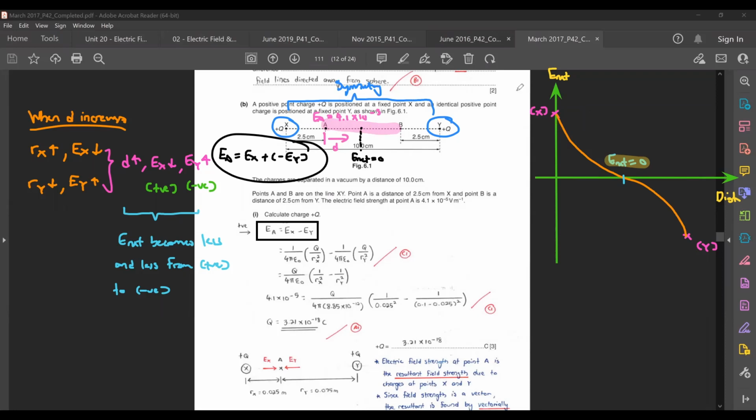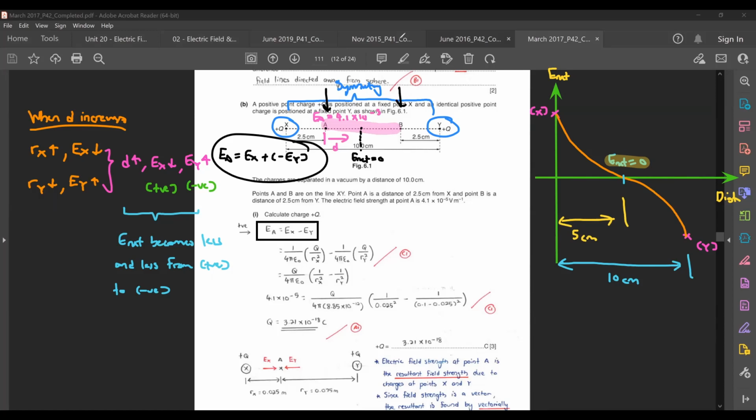So if right now the distance between the 2 points is 10 centimeter, the point where your E net is going to be 0 will be at 5 centimeter. Okay, but the graph inside your question doesn't want you to plot from point X. They want you to plot it specifically from point A. That is where your distance D was measured in the first place. They want you to plot it from point A all the way to point B.